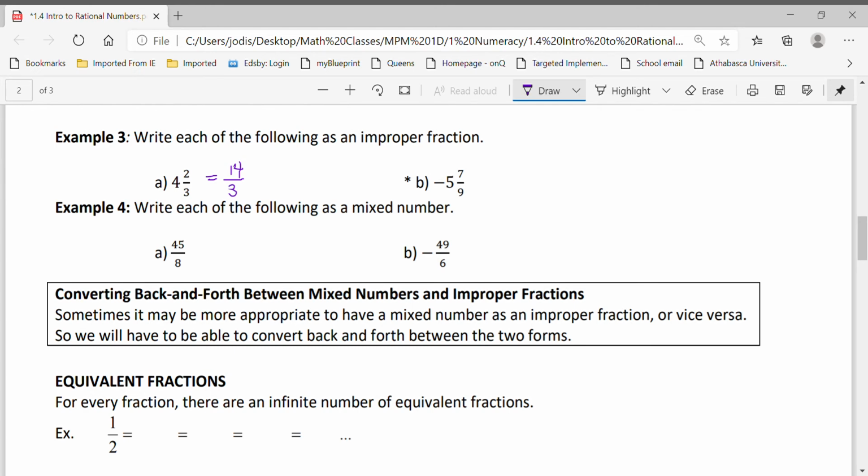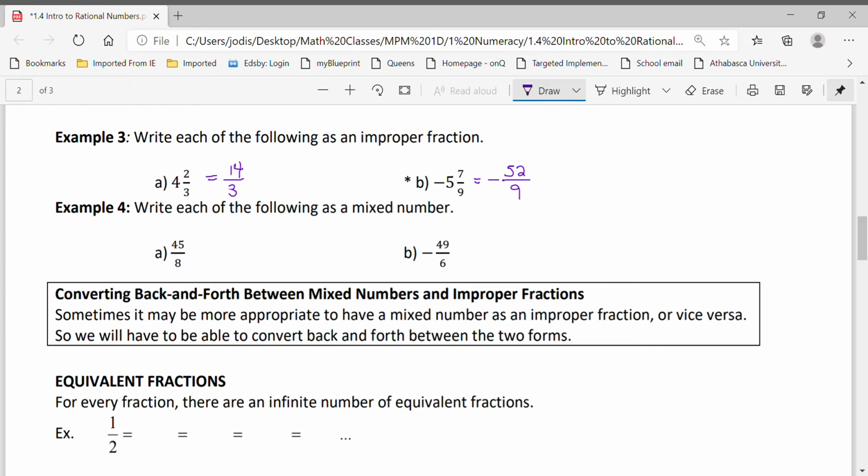In part B, we would take the 9, multiply it by 5. Again, it says negative 5, but you can ignore the negatives when you're doing this and just add them in at the end. So we know this is going to be a negative number. Take 9, multiply it by 5, that's 45, and then add 7 to that. So we're going to have 52/9.